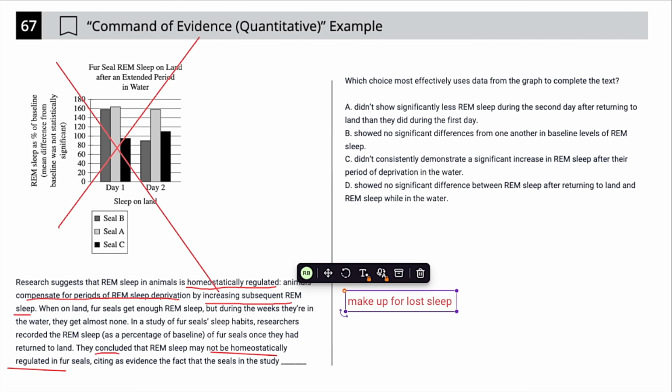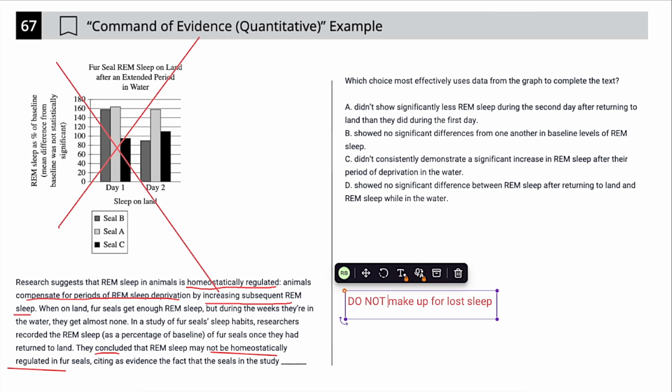I feel like we do that as humans too, right? Anyway, they concluded that this may not be the case for fur seals. So my prediction is going to be something that supports they do not make up for lost sleep.